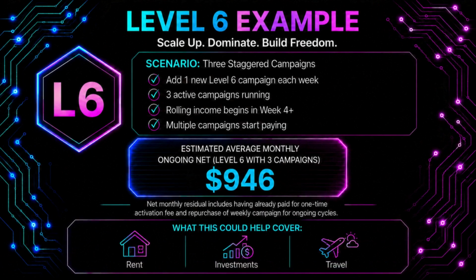At Level 6, the same staggered structure becomes more powerful. The member adds one new Level 6 campaign each week, creating 3 active campaigns running in a staggered cycle. As the campaigns begin overlapping, the estimated average monthly ongoing net is 946 USDT. This is where the strategy can begin to feel like serious supplemental income. For many people, that could represent a meaningful contribution toward rent, investments, or a travel budget.